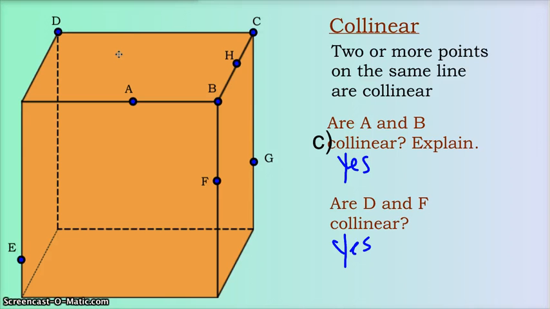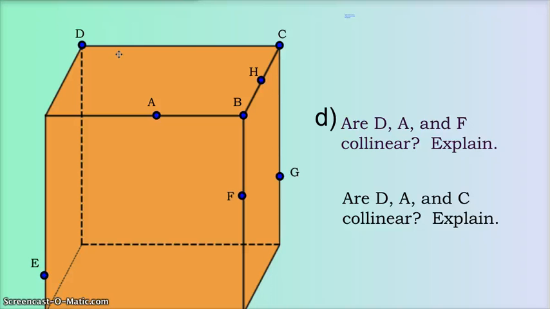In order to talk about any line, you need 1 capital letter, 2 capital letters, and if you were to start at D and come out towards F, think about piercing the cube, you'd be able to make it through the cube in a straight line. So yes, D and F are collinear. They could lie on the same line.